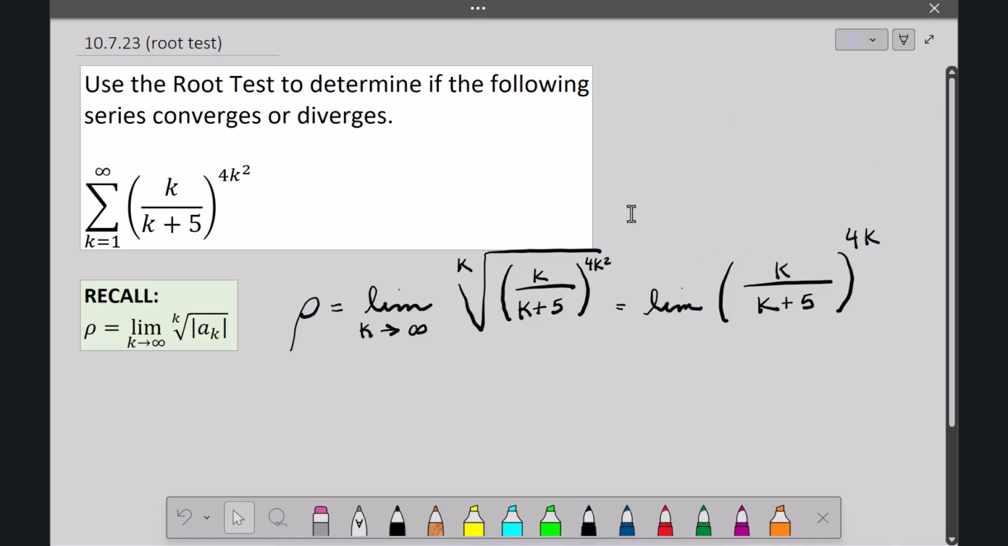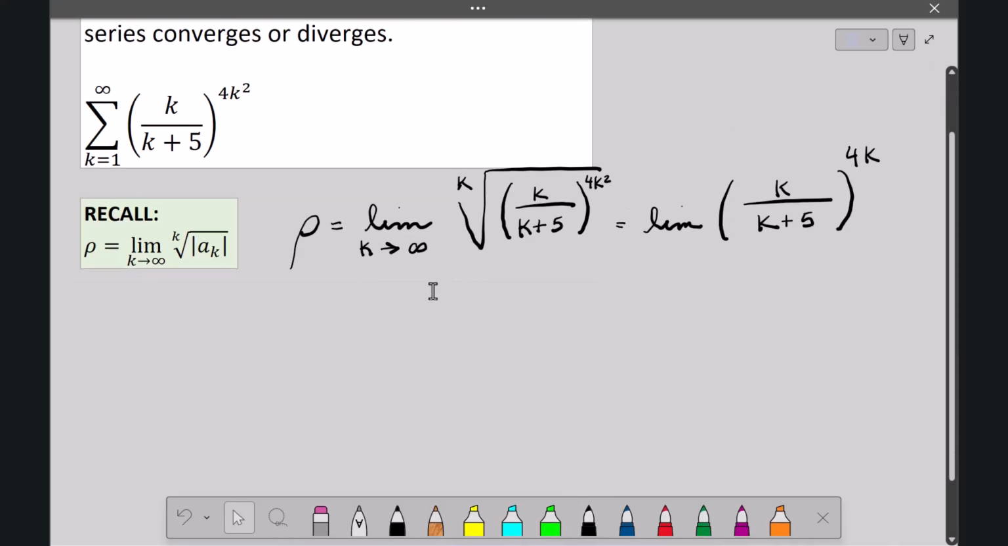Now, this is going to be evaluated using a different technique. We can't evaluate this limit directly as is. It's an indeterminate form. The inside here is going to 1. The exponent is going to infinity, and 1 to the infinity is indeterminate.